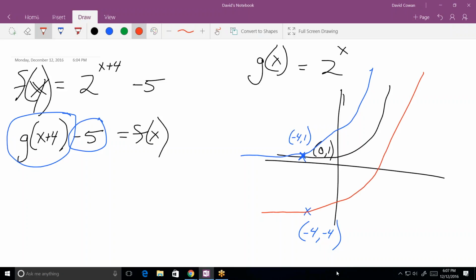Okay. So this 1 point is, everybody's fine with that? They don't need the y-intercept? They don't need the x-intercept? Not with this problem, no. Okay.